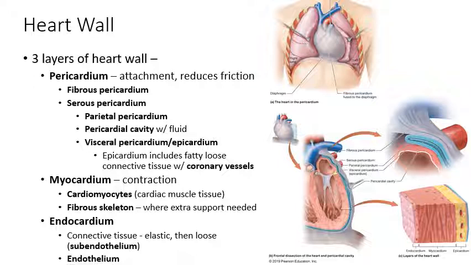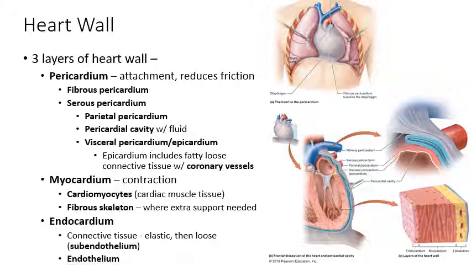Then inside of the pericardium you have the myocardium, which is the thickest part of the heart wall, and it's made out of cardiac muscle, so it's used for contraction. The main cell type in the myocardium is the cardiomyocyte, which is a heart muscle cell basically. You also have something called the fibrous skeleton within the myocardium, which is basically like collagen fibers running throughout the myocardium, and especially enriched in certain places where the structure needs a little bit more support, such as where heart valves are attaching. Then within that you have the endocardium, which is extremely thin.